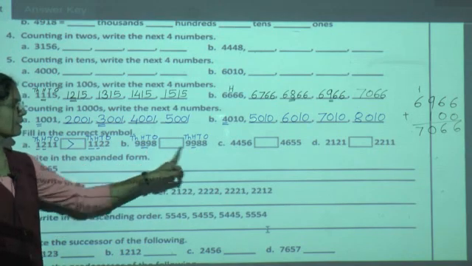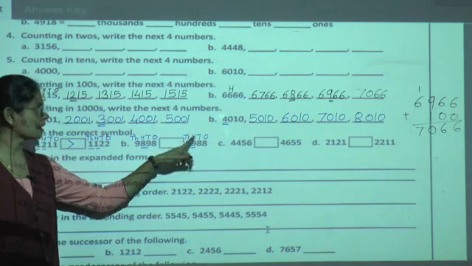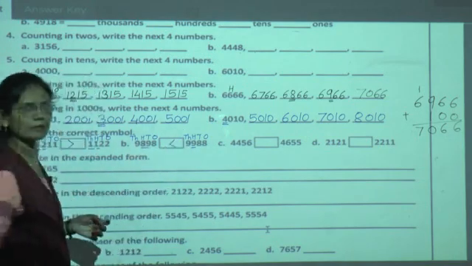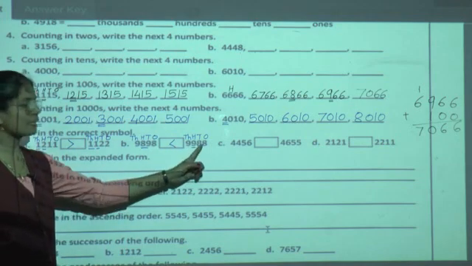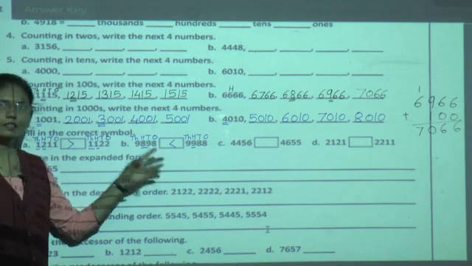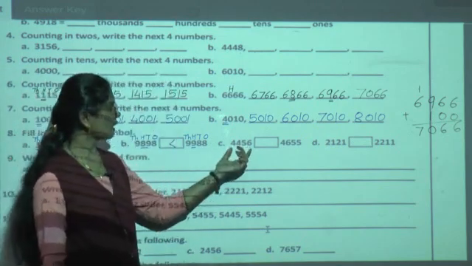Which one is greater? 9 is greater than 8. So this number is greater than this number. So we will put this symbol here. So 9988 is greater than 9898.